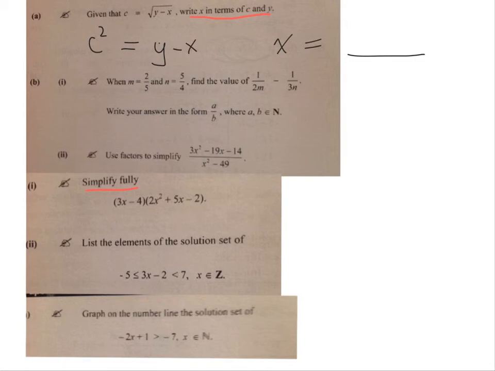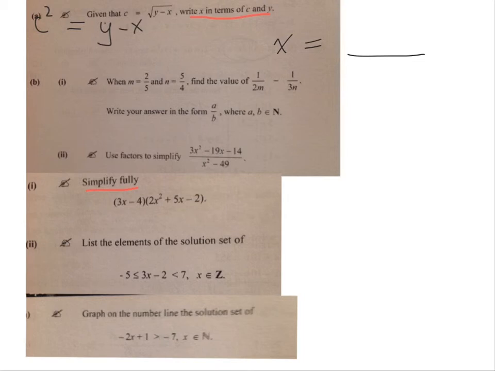So remember that, if you have a square root in the equation, you want to get rid of that by squaring both sides. Now if you look at this question here, simplify fully this expression here. Well, what that means is to first of all multiply out the brackets and then add all the like terms until you get the most simple expression possible.